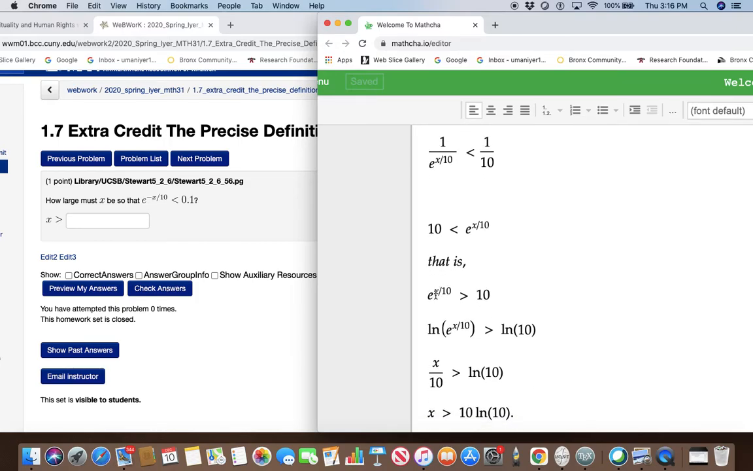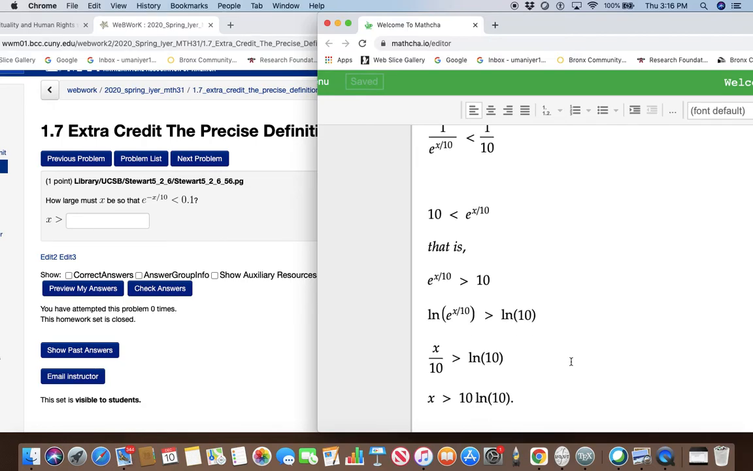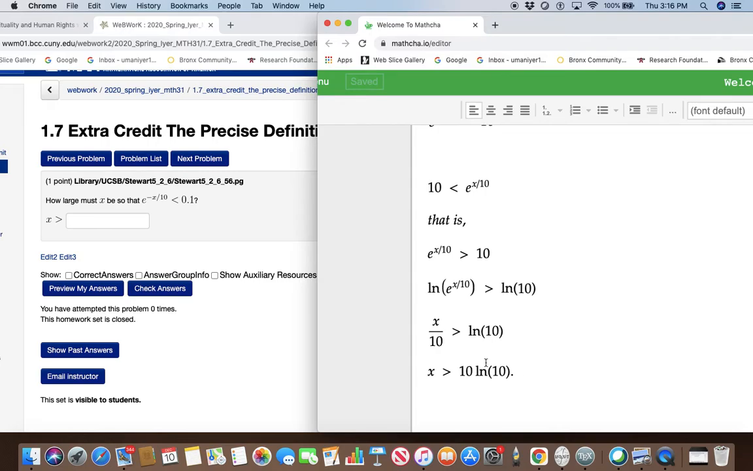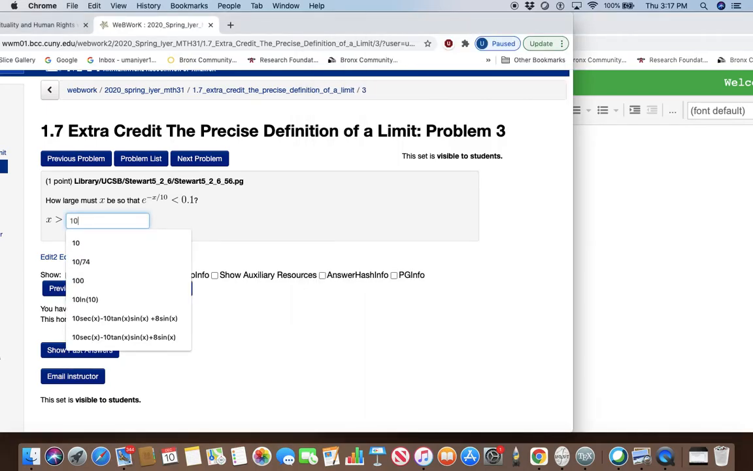My goal is to understand x. So take natural log of both sides. Okay, natural log is an increasing function, so the inequality maintains. Natural log of the left is greater than natural log of the right. Natural log of e to anything, well, they go away. You're left with x by 10 greater than natural log of 10. Multiply both sides by 10. 10 is positive, so the inequality maintains. x is greater than 10 natural log 10. How large must x be? That is, x has to be greater than what? 10 natural log 10.